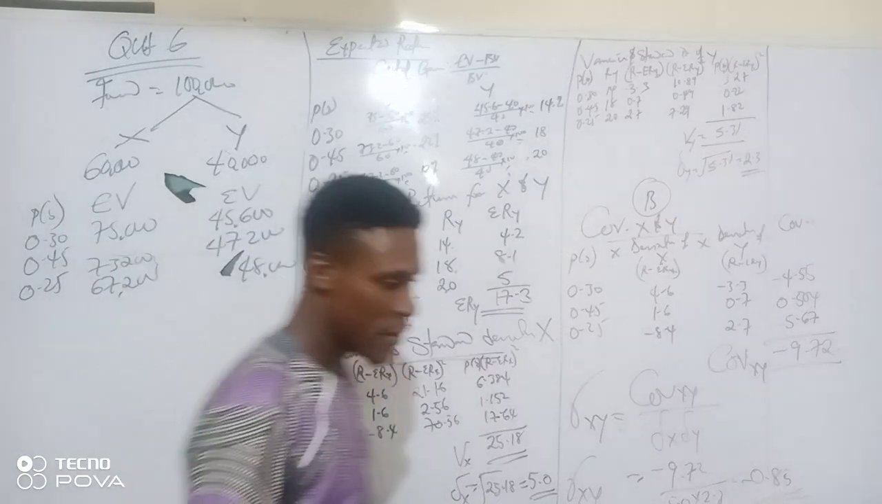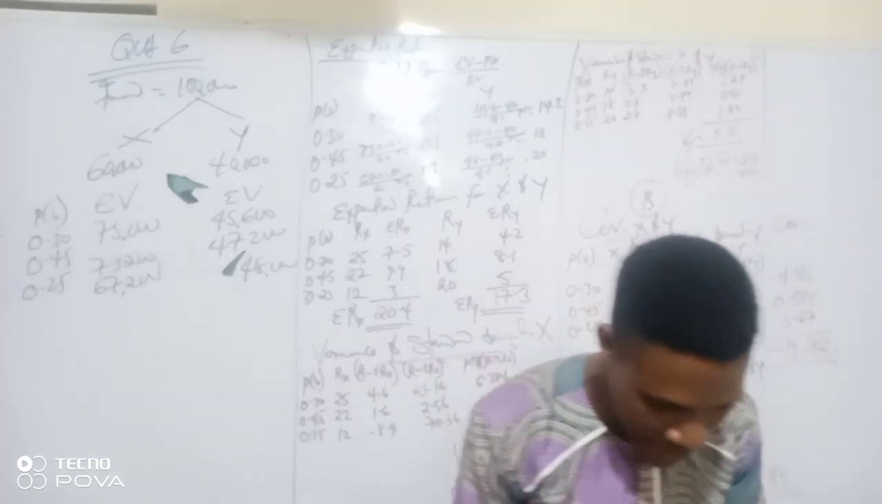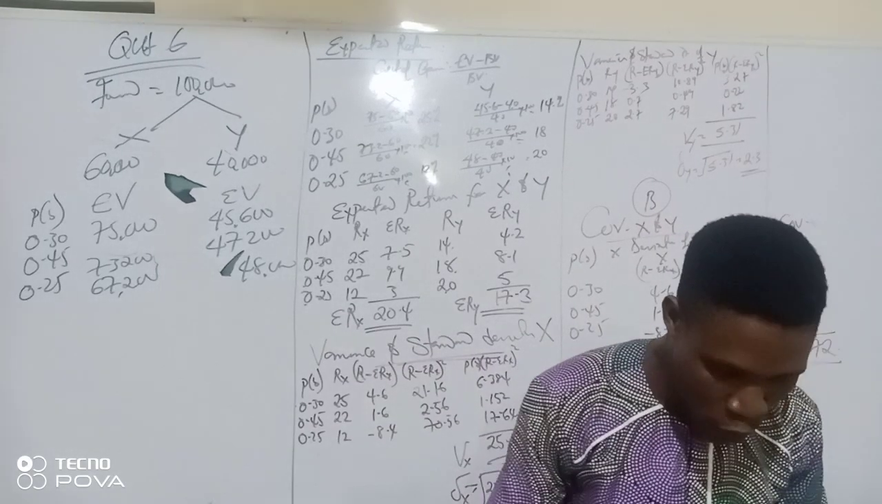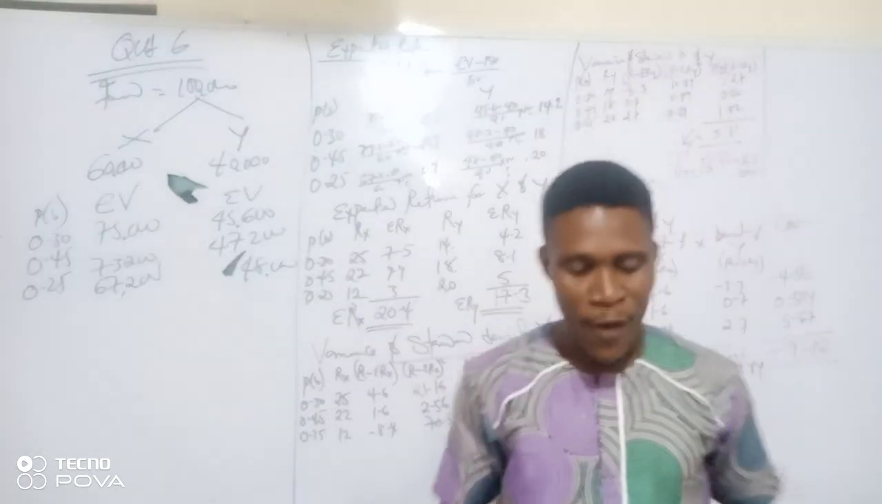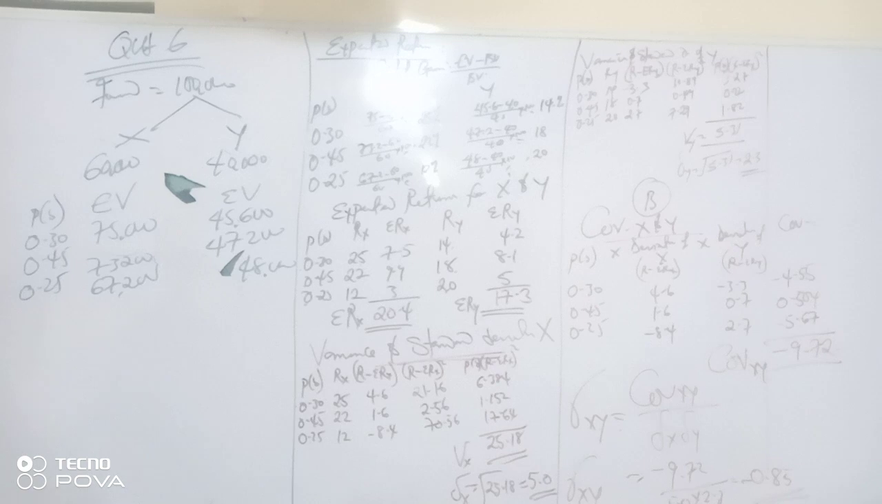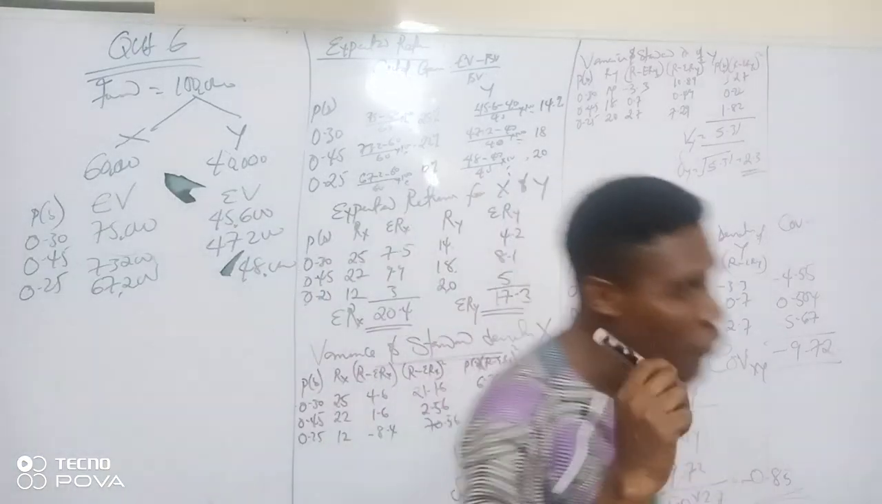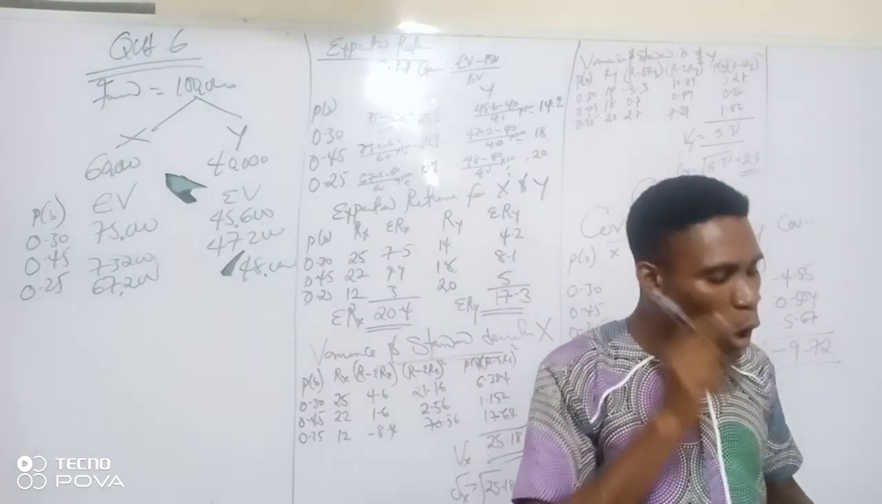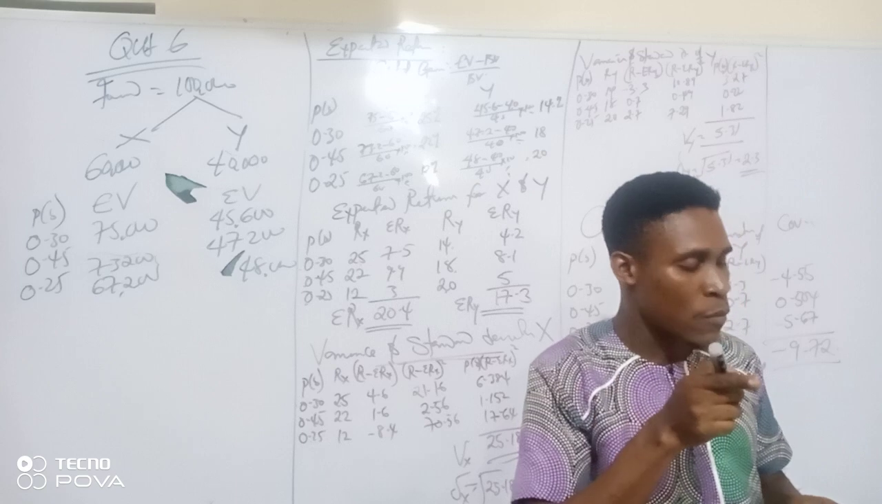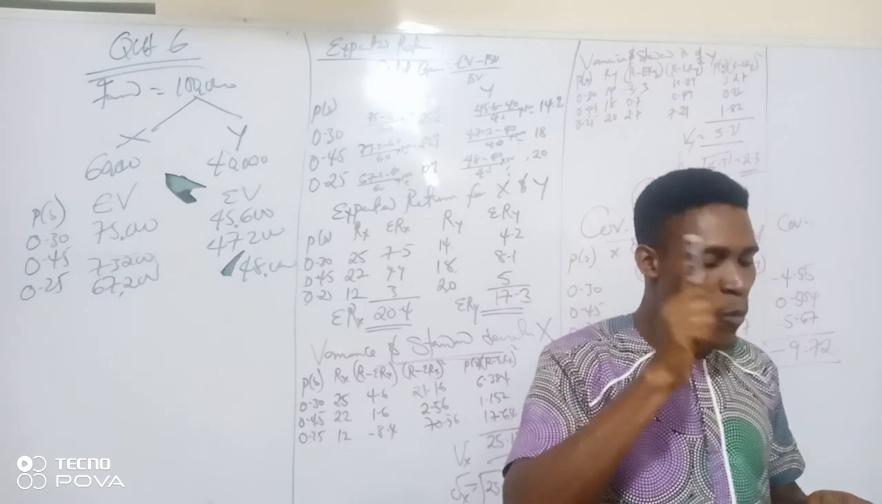Number C. Look at number C. What are the returns of his portfolio for each of the states? Listen to the tone of the question very well. What are the returns of his portfolio for each state of the world?